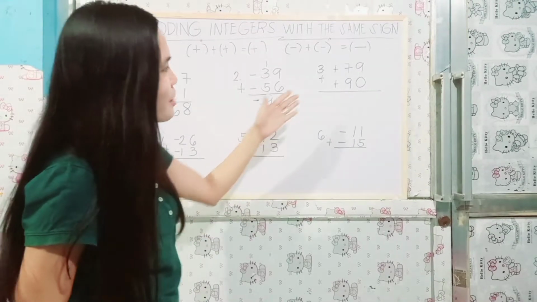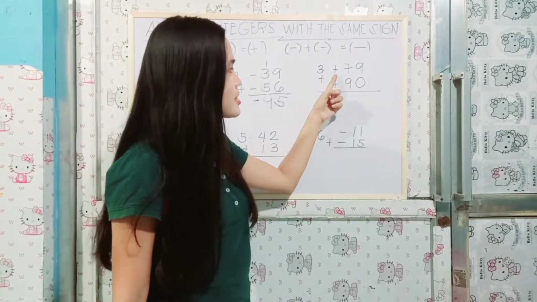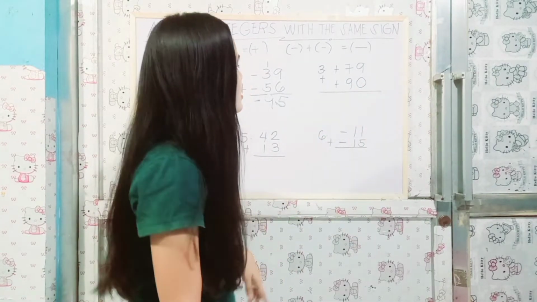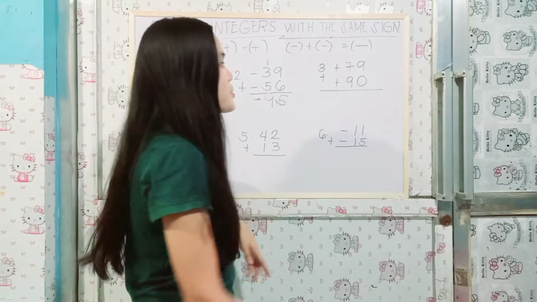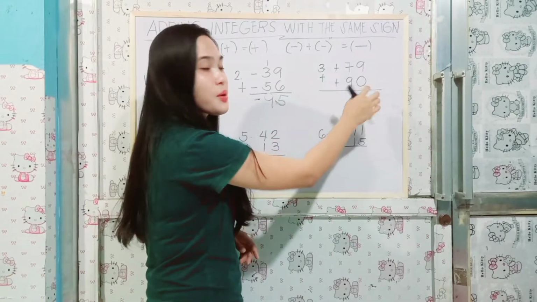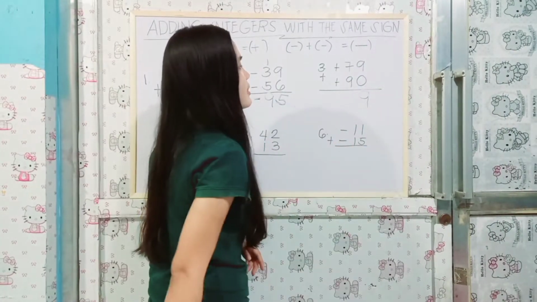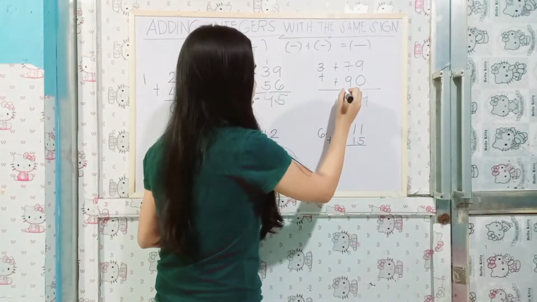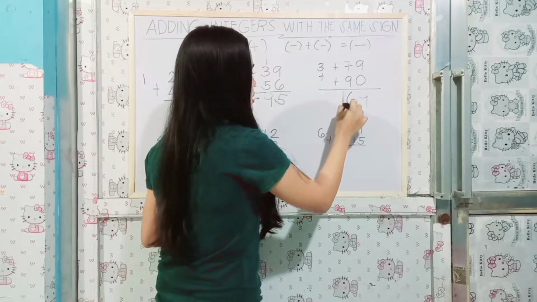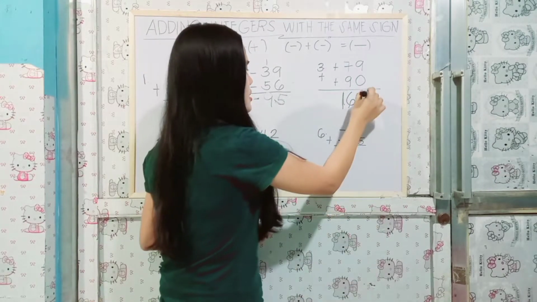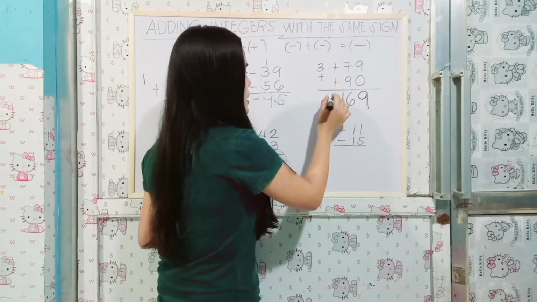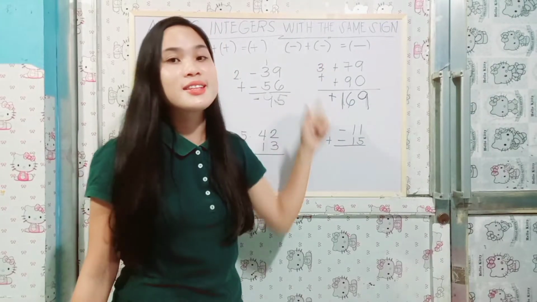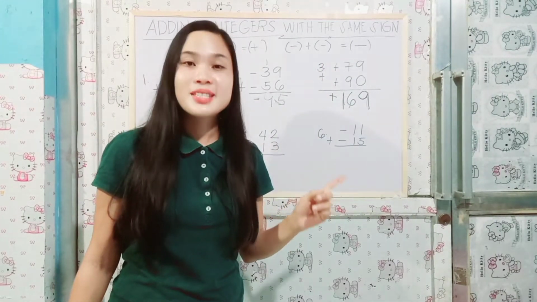Okay? Let us have this example. We have positive 79 plus positive 90. So let's add their absolute values. 9 plus 0 is 9. 7 plus 9 is 16. So our answer is positive 169 since the sign of our addends are positive.